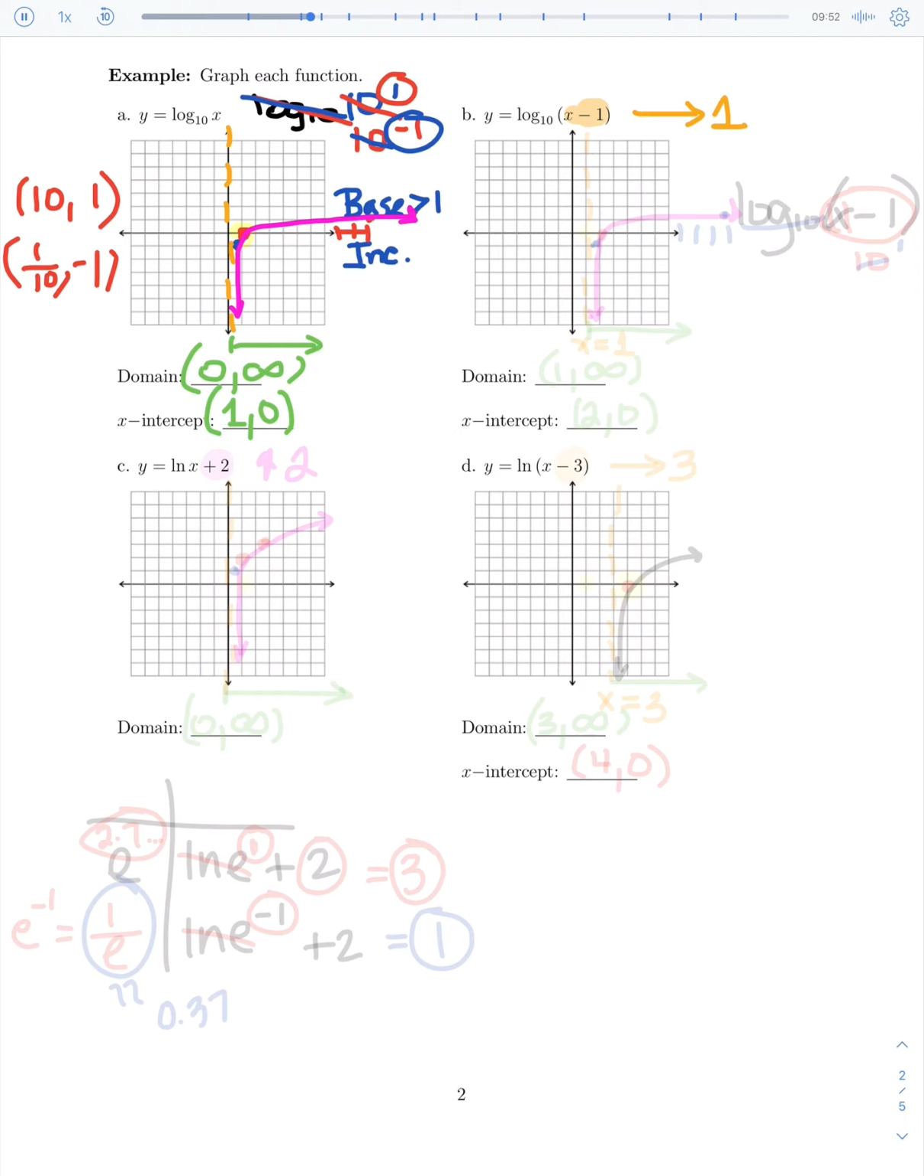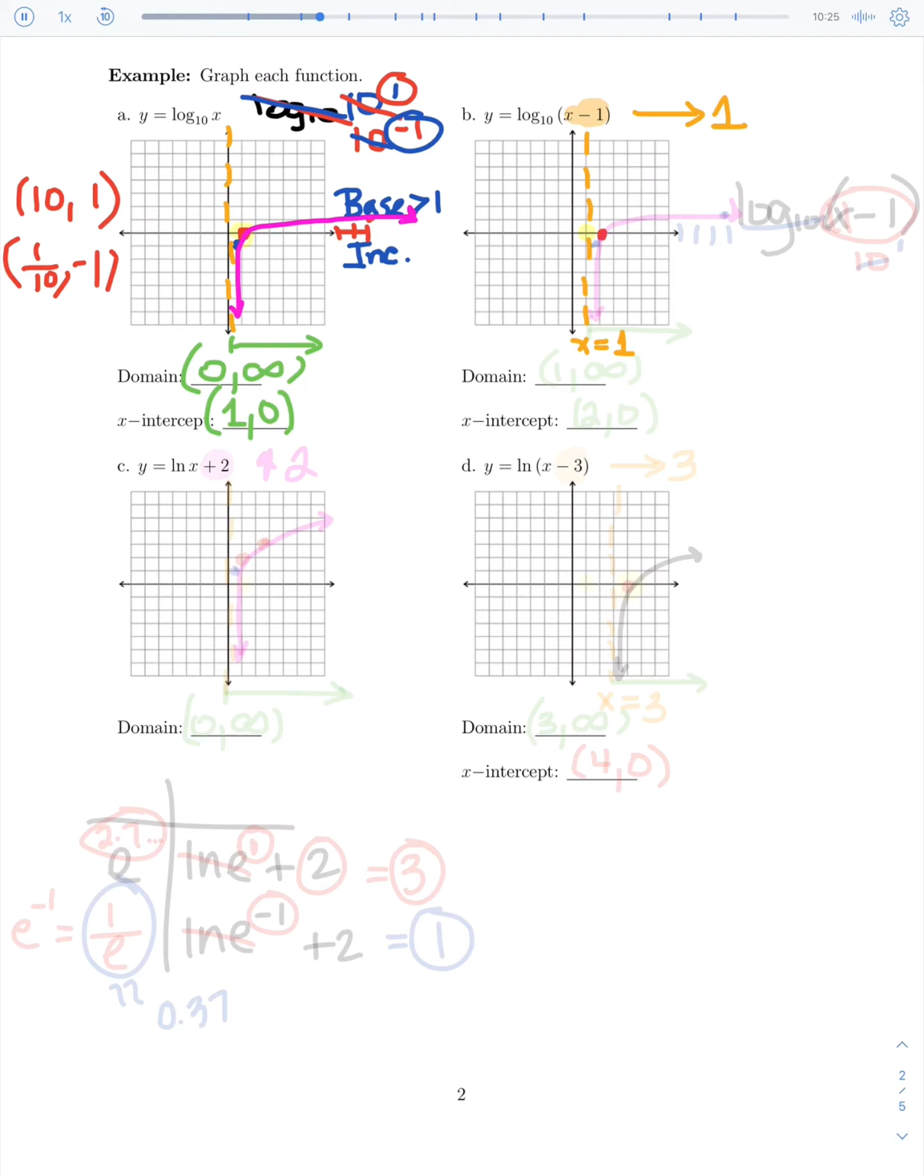Well, our asymptote is normally at 0. Well, it's going to get shifted to the right one, so instead of being at 0, it's going to be at x equals 1 instead. Our point that we normally start with is normally at (1, 0). It's also going to get shifted to the right one, so it's now going to be at (2, 0).